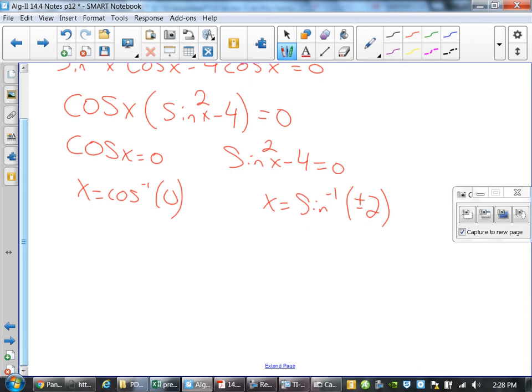So cosine of 0 is going to be at pi over 2 and 3 pi over 2. What about sine of 2? There's not one. Remember, what was the parameter given to you by sine? Sine values are always between 1 and -1. So this is a no-go. So my solutions in terms of general, is pi over 2 and 3 pi over 2 equidistant going both directions? Yes. So I would write it as pi over 2 plus pi n.